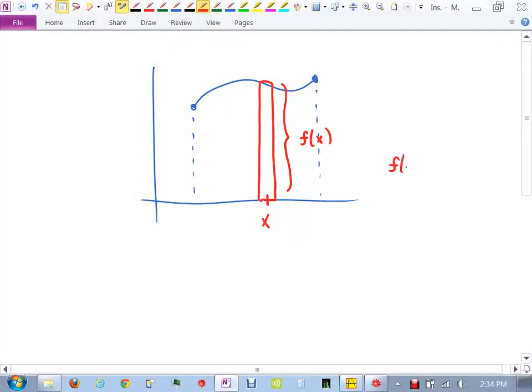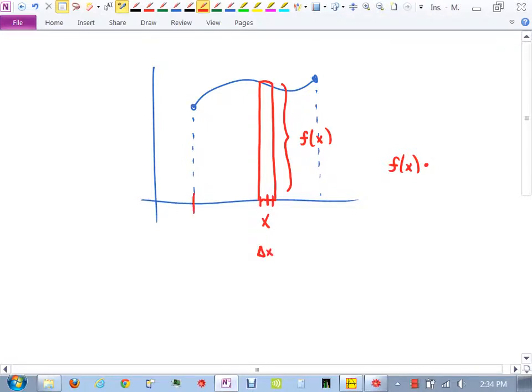It would be f of x times... now you can't say x because x is a single point, isn't it? So x by itself has no width. So how about just calling this little thing delta x?